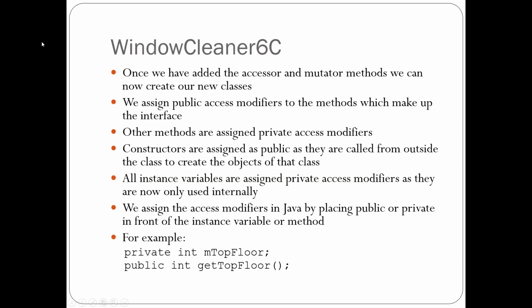Okay, so what we're going to do is try and apply that set of rules to Window Cleaner 6C. We're going to add the accessor and mutator methods, and we're going to have public and private access modifiers on our methods as well, and see how that changes the way the program works. So this is going to be quite a complex definition and description, but it'll give us an idea of how we can use coupling and public and private access modifiers to build better programs in Java.